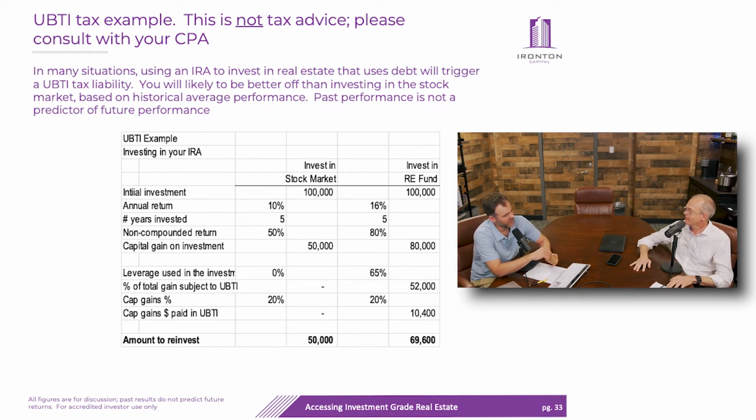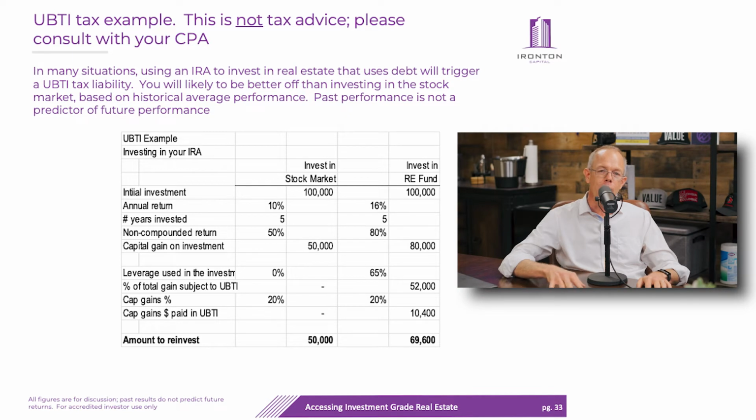UBTI, what is that, and why do people need to know about it? If you are in a self-directed IRA and you purchase something with real estate and it has any debt associated with it, you'll trigger something called UBTI, unrelated business taxable income. Your CPA can do all these calculations for you. So when you sell the asset, part of the gain will be taxable even though it's in an IRA account.